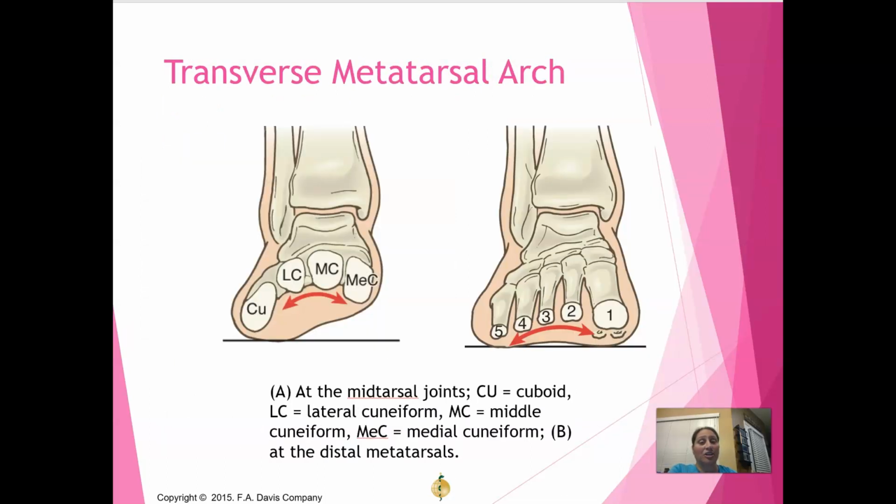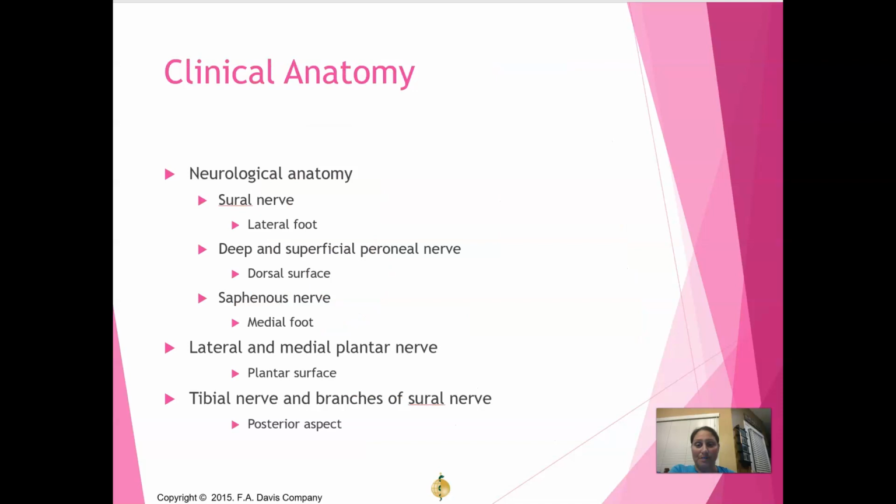And this is just looking at the transverse metatarsal arch, again, digits 1 through 5, and how that can affect. Also, when we're walking in our gait pattern, when we're going through mid-stance to toe off, there's somewhat of a stretch for that metatarsal arch. So we should be somewhat familiar. You should be able to know all of the bones of the foot.